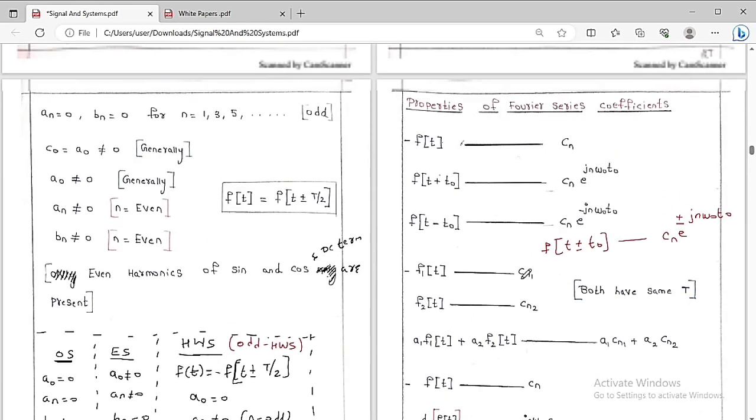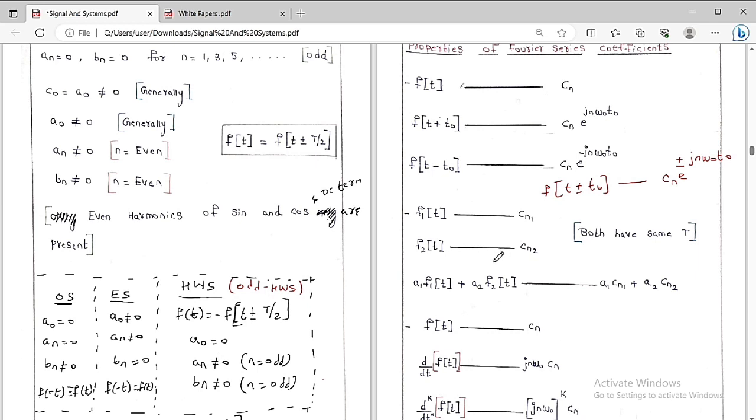So finally, let me repeat here. We are going to discuss some of the important properties of the Fourier coefficients. If for f of t the Fourier coefficient is Cn, then for f of t plus or minus t naught, the Fourier coefficient is Cn into e to the power of plus or minus j n omega naught t naught. And for f1 of t the Fourier coefficient is Cn1, and for f2 of t it is Cn2, both defined on the same time period. If you take the linear combination of these two periodic signals, the resultant periodic signal a1 into f1 of t plus a2 into f2 of t, with the same time period, will have the resulting Fourier coefficient a1 into Cn1 plus a2 into Cn2.